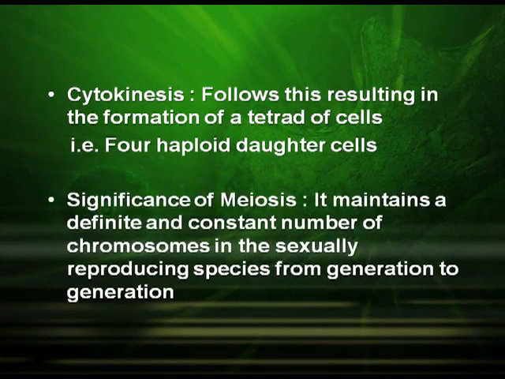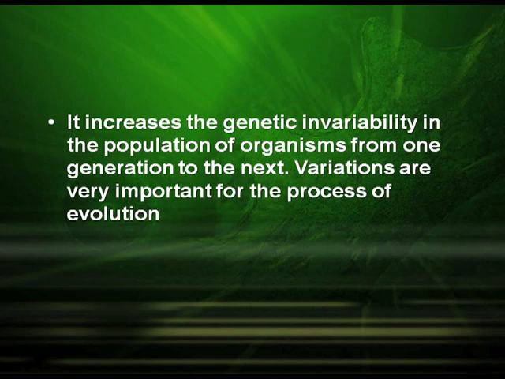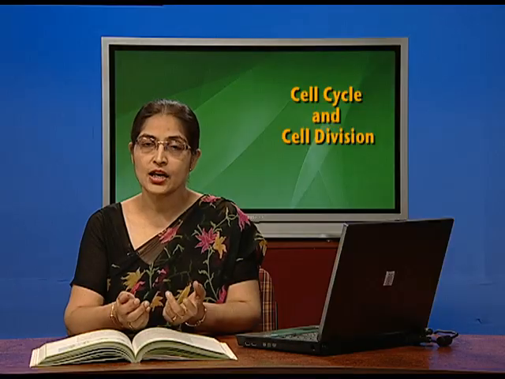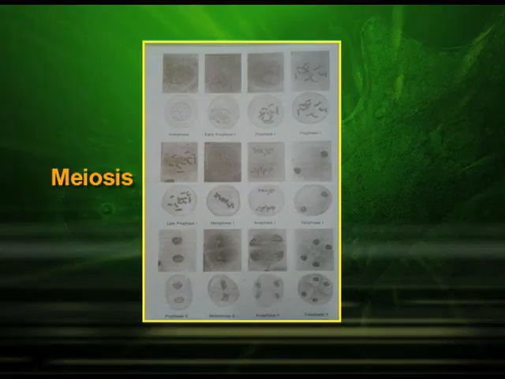Before we conclude this lesson, the significance of meiosis. Meiosis maintains a definite and constant number of chromosomes in the sexually reproducing species from one generation to the next. It also increases the genetic variability in the population of organisms from one generation to the next. As you know, variations are very important for the process of evolution. Have a look at this picture of meiosis taking place in animal as well as plant cells.